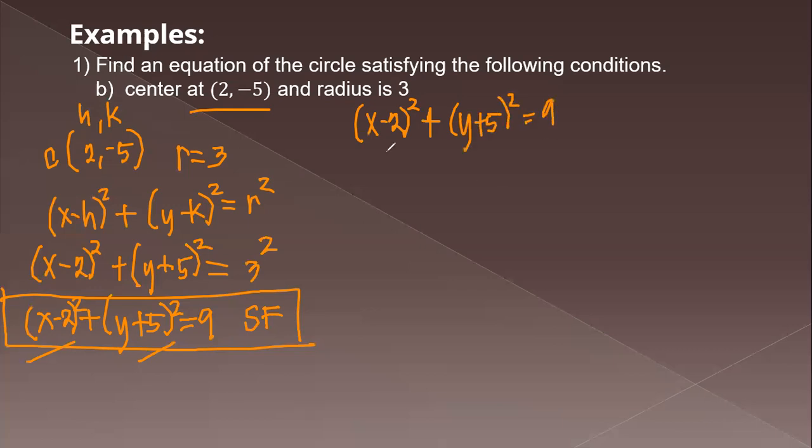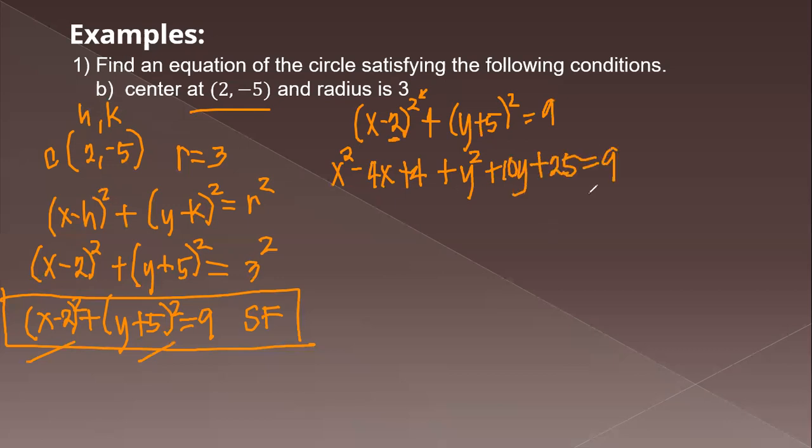Okay, paano ba tayo nag-expand ng binomial? Square the first term, x squared. Twice the product of the first and the second term, so we have x times negative 2, that's negative 2x, times 2, so that is negative 4x. And then square the last term, plus 4. Do the same process on our next binomial: plus y squared plus 10y plus 25 equals 9.